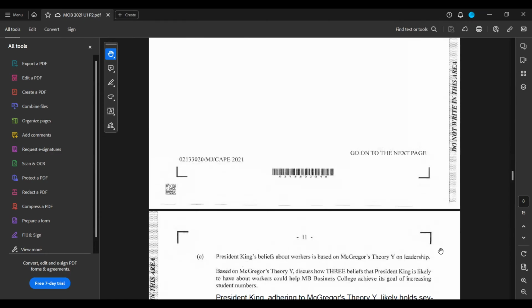Part C. President King's beliefs about workers are based on McGregor's Theory Y of leadership. Based on McGregor's Theory Y, discuss how three beliefs that President King is likely to have about workers could help MB Business College achieve its goal of increasing student numbers.